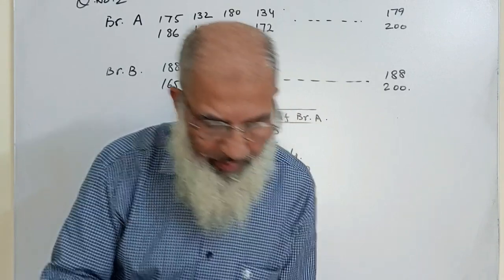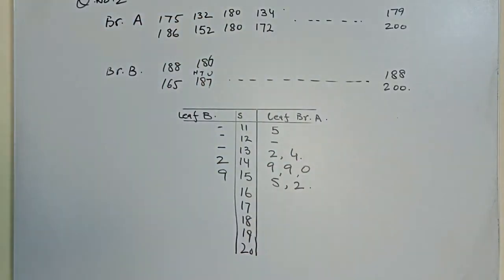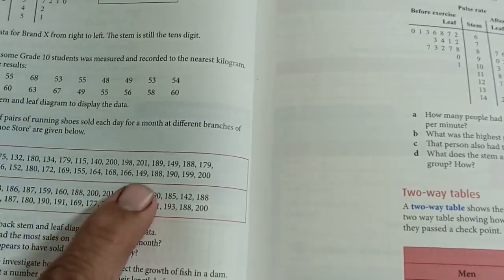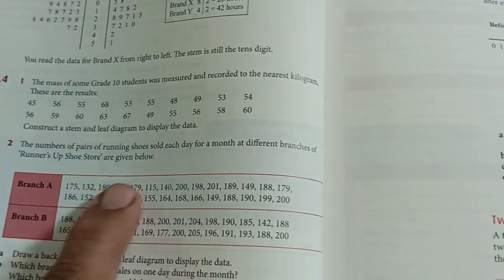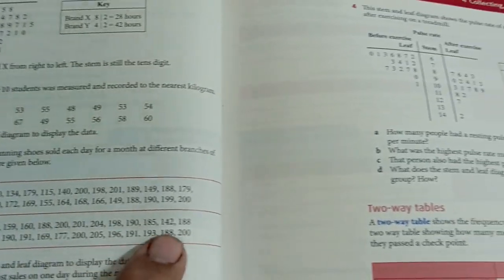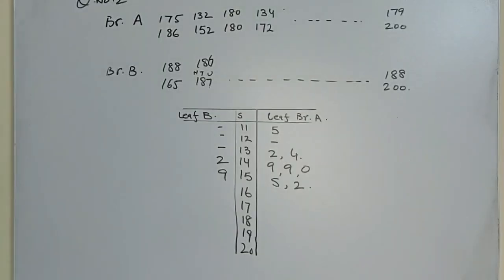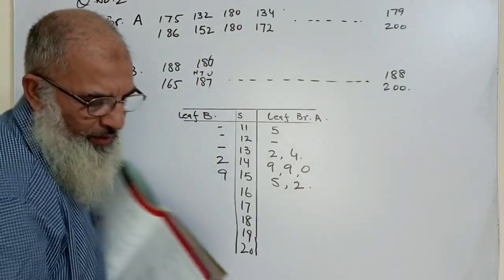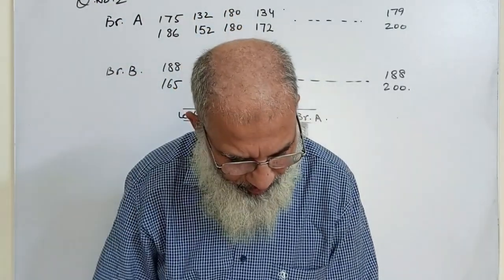Let me give you a close up. Yes, this is branch A. All the values are written over here. Branch B, all the values are written over here, and you will complete this stem and leaf diagram with the help of the 2 data sets given to you.